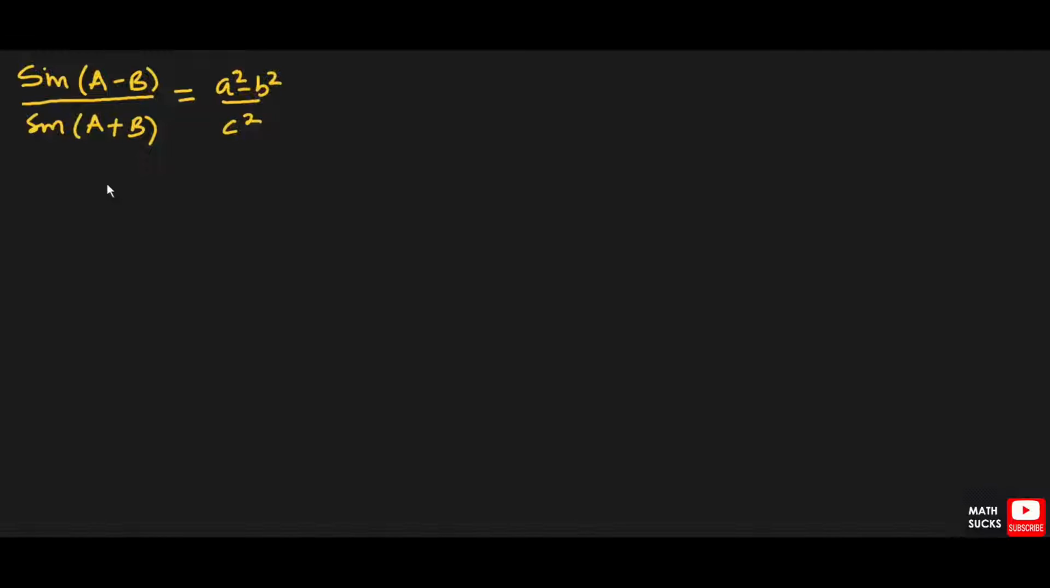In this problem, I'll show you how to verify, or how to prove, that sine of a minus b over sine of a plus b is equal to a squared minus b squared over c squared.